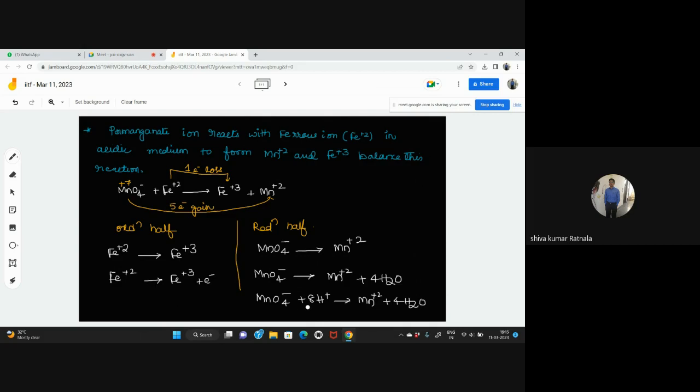Now to balance charge, what do we do finally? What we have written is MnO4 minus plus 8H plus gives rise to Mn plus 2 plus 4H2O. To balance this, where do we add electrons? We have minus 1 and 8H plus. If I add 5 electrons on the left side, the charge will become balanced, right? Yes, sir.